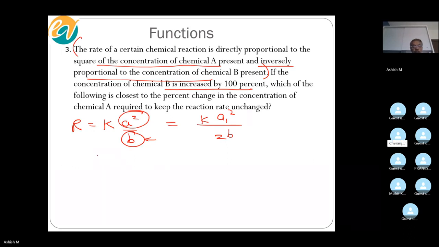Will it be 10%? I don't think 10 is the answer.